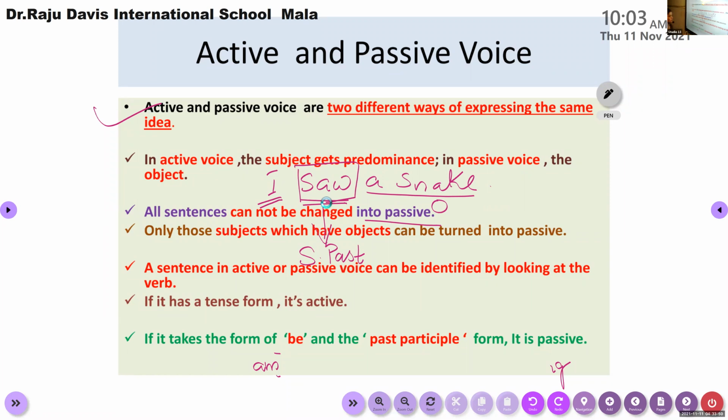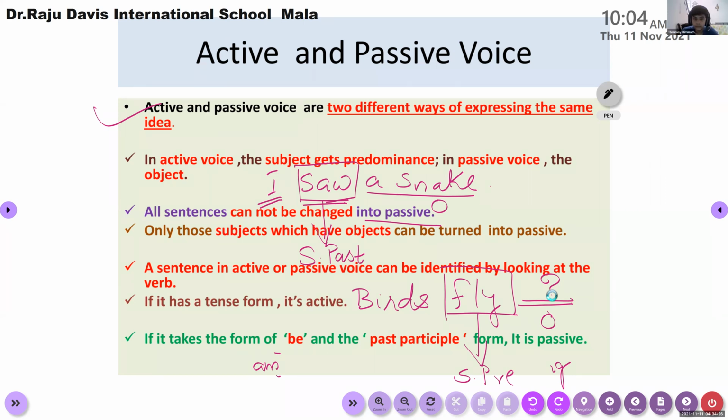At the same time, if I write birds fly, I have a finite verb. I am able to identify the tense. It is in simple present tense, but still I cannot change the sentence from active voice to passive voice because the object is absent here. Clear? So all the sentences cannot be changed into passive voice. Only the sentences with objects can be turned into passive voice. If there is no object, no passive voice form. Am I clear?